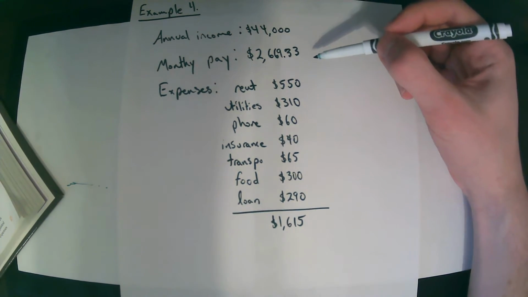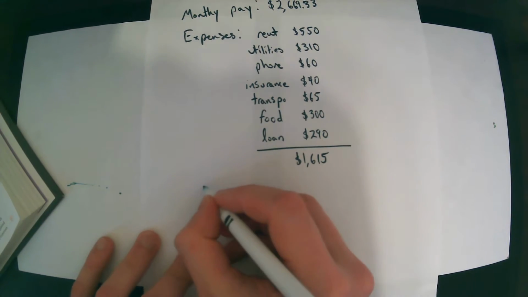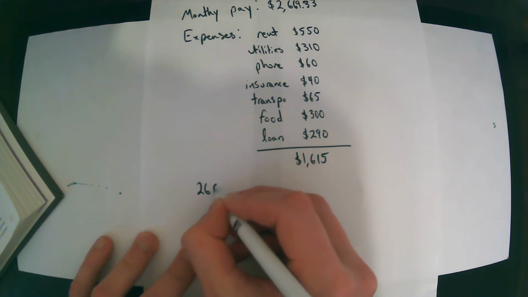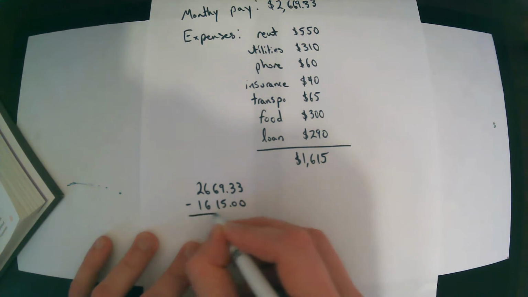Monthly pay is step 1. Monthly expenses is step 2. Step 3 is to find that difference. So 2669.33 minus 1615.00.